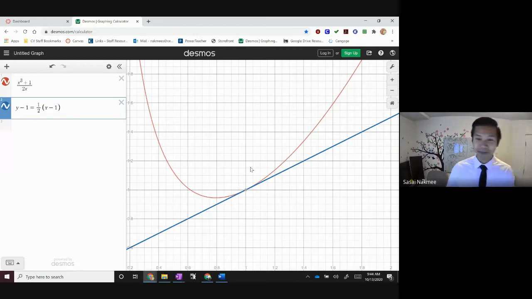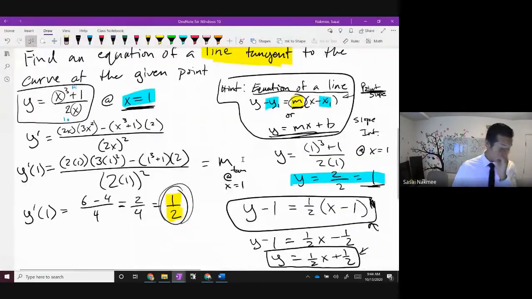So that's it. That's it in a nutshell, right? That's how you write an equation of a line tangent at a point. Not bad, right? Pretty neat.